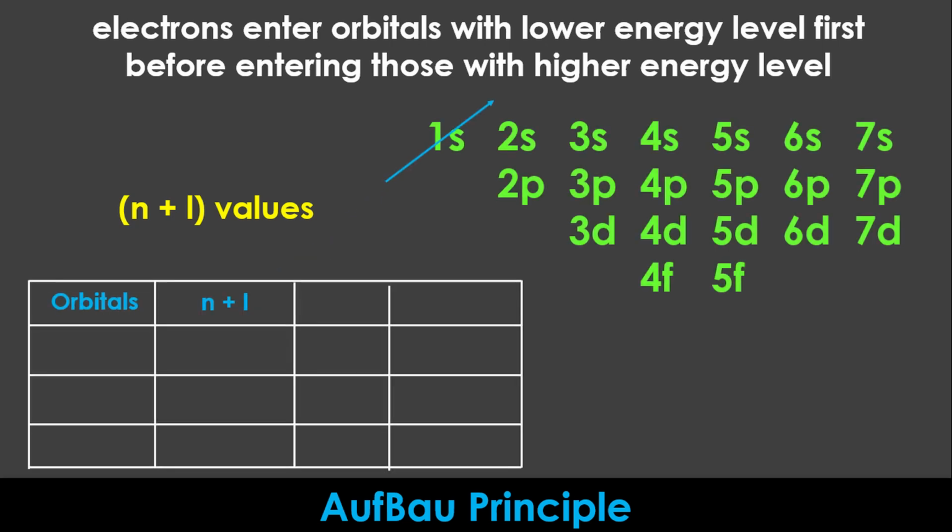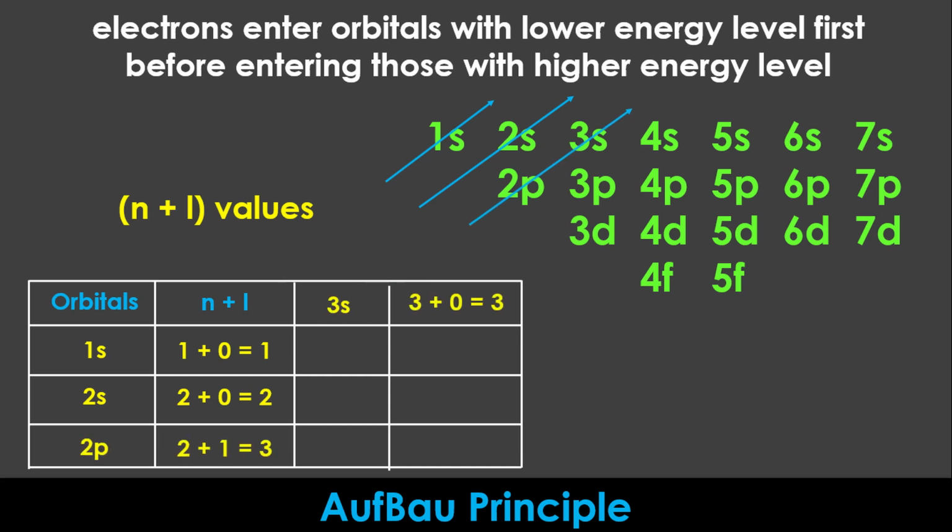Electrons start from the 1s orbital with an n plus L value of 1 and then proceed to the 2s orbital which has an n plus L value of 2 before entering the 2p orbital which has an n plus L value of 3. When the n plus L value of two orbitals are the same, electrons tend to enter the orbital with a lower n value or principal quantum number first before entering the one with a higher n value, as seen in the 2p and 3s orbitals. This trend continues until it gets to 3d and 4s.